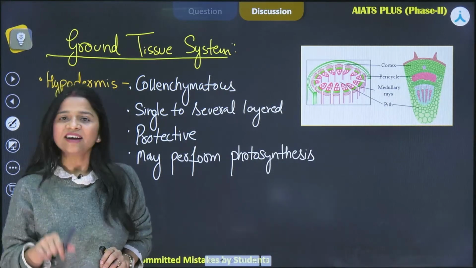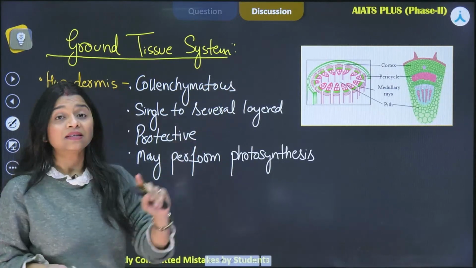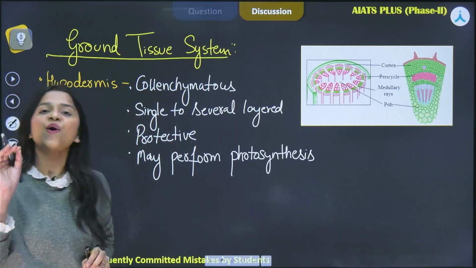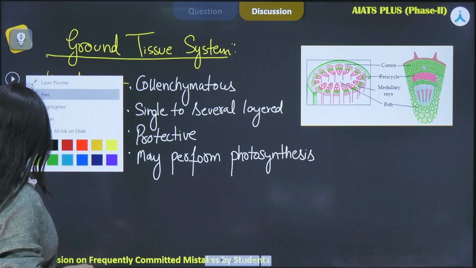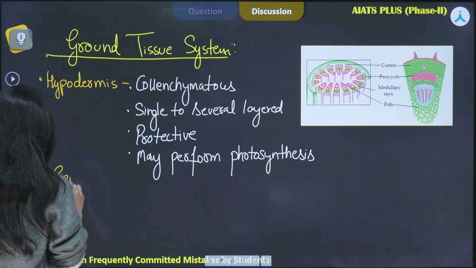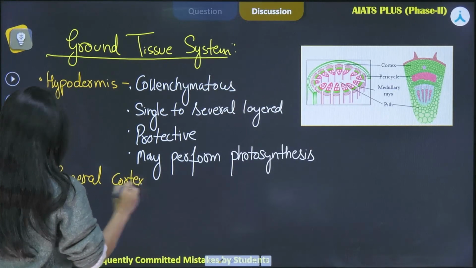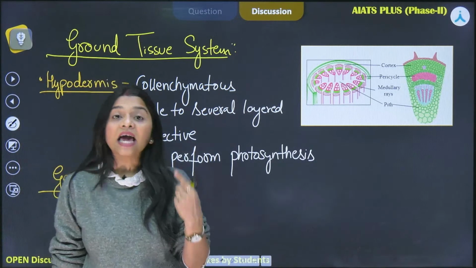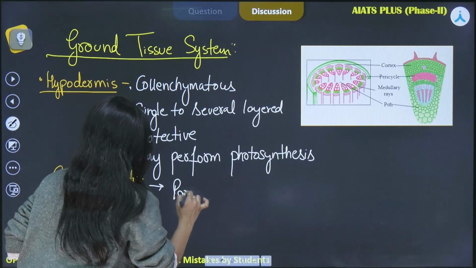Very good, the study empire. The correct answer is sclerenchymatous. If we are speaking of the monocot stem, the hypodermis is sclerenchymatous. But in case of dicot stem, the hypodermis is collenchymatous. Now, the next layer that we consider is the general cortex. The general cortex is present just below the hypodermis. And if we consider the type of cells in the general cortex, they are generally parenchymatous.